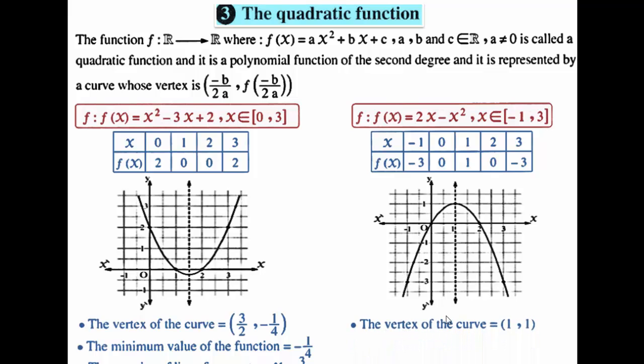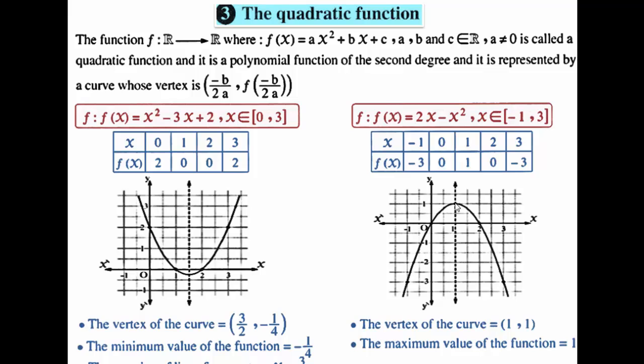The vertex of the curve will be 1 and 1. The maximum value of the function equals 1. As before, here the minimum was negative quarter, and here the maximum will be 1. How could I find the maximum value of the function?